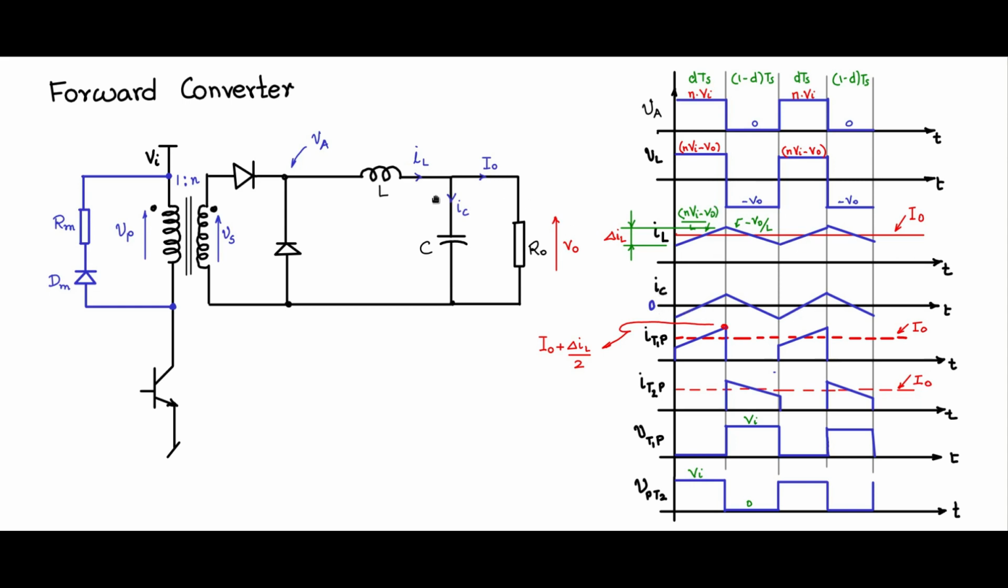Look at the IC current waveform. IC, there is no change. It will be this ripple component of the inductor current, only that will flow through IC. Zero average current because amp-second balance has to be maintained. The average value of the inductor current is I naught. That still remains I naught.